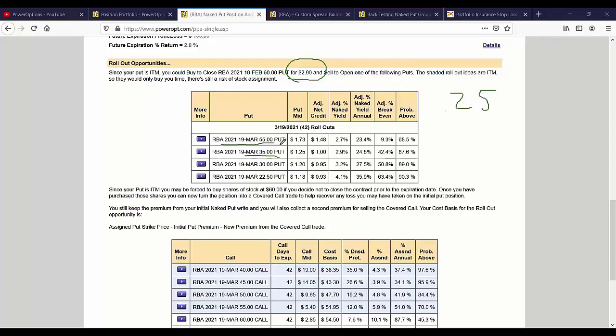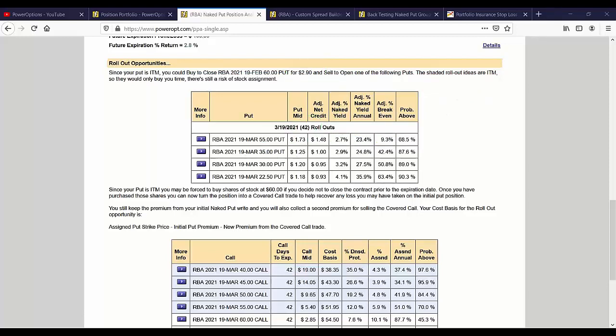4 points out of the money, not quite 10%, but pretty good. Get a new net credit, a new premium of 173. So my adjusted net credit, factoring in the 25 cents I lost for the buyback plus the new 173, gives us a 148 premium, 2.7% adjusted naked yield for the next, remember, 42 days out to March expiration. Oh, that's the annual, I'm sorry. And the break even is still 9.3%.